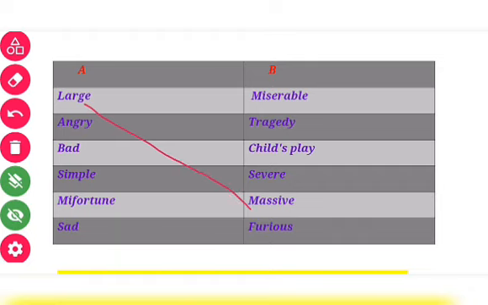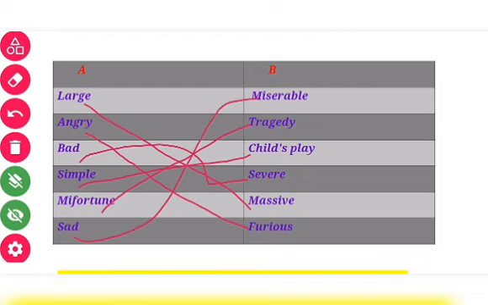Okay, now again there is angry, the second word. Match angry to furious. Then the third is bad. For bad you will put severe, that is given here. Then for simple you can write child's play, simple work, that is child's play. Misfortune is what? Tragedy. Then sad will be what? Miserable.